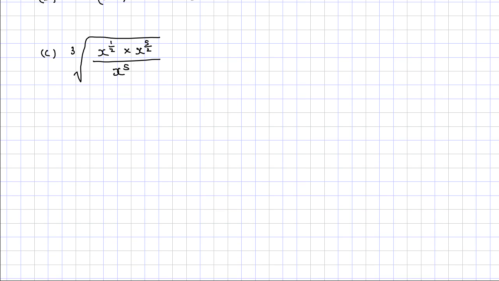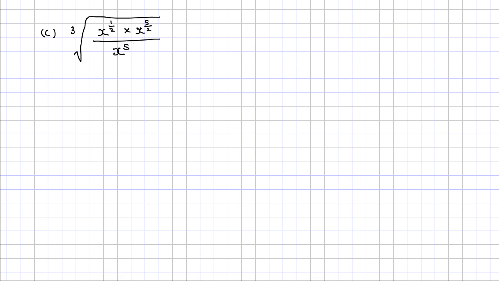Now in this last example I have cube root, and then I have a fraction, and I have multiplying here, dividing there. So I'm going to leave the cube root first, and I'm just going to work with the top of the fraction. So I have the same base x, and I have some different powers, and I have multiply. So I'm going to add these powers.